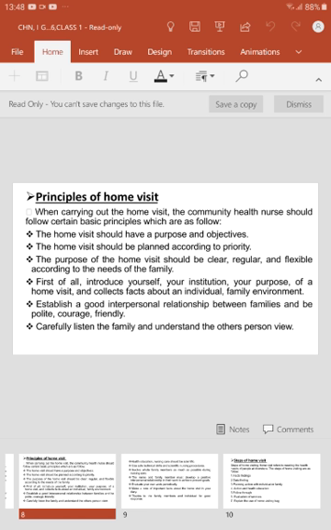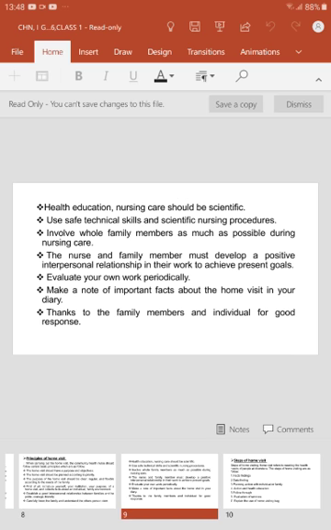Before the principles, we should know what a home visit is, what its purpose is, and what the objectives of the home visits are. The main objective is collecting the data as well as providing the appropriate healthcare services as per the need of the people. Once you are visiting, you should introduce yourself and maintain good rapport with those people individually, so we can question them. After the visit, we should thank those people individually for a good response.